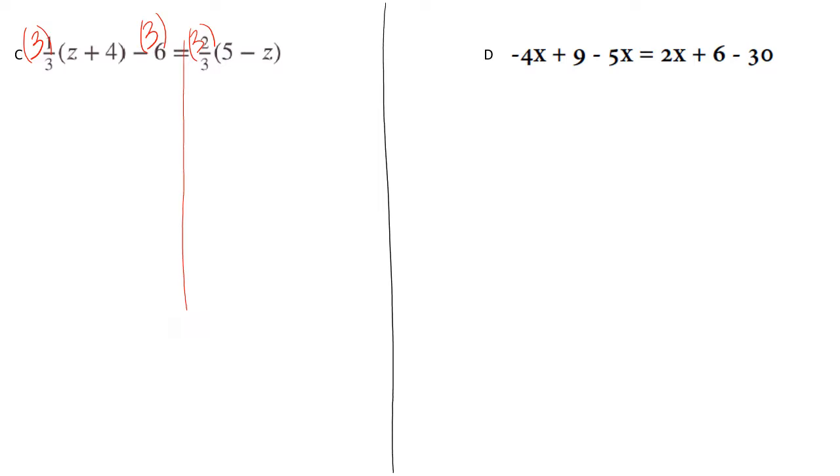Okay, so when I multiply by 3, this cancels out. I'm left with just a 1. So I don't need a 1, I don't need to distribute a 1, so I leave it as z plus 4. Okay, 3 times negative 6 is minus 18.